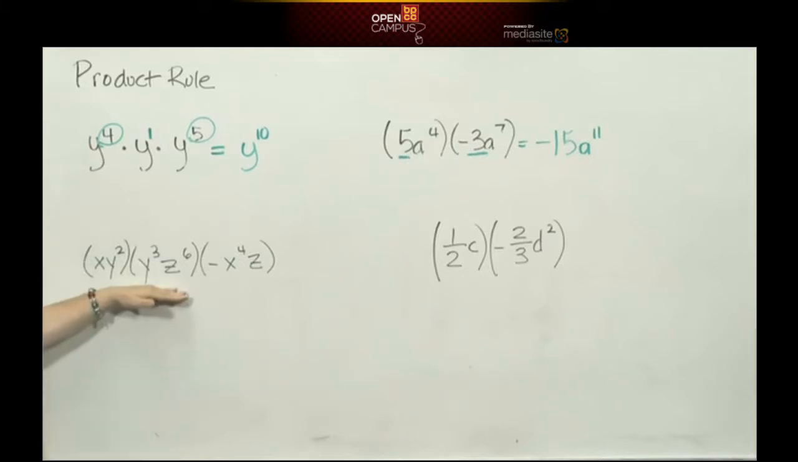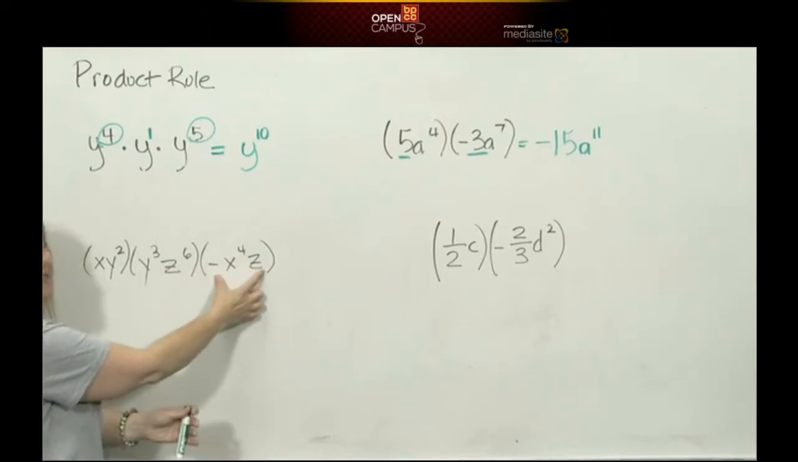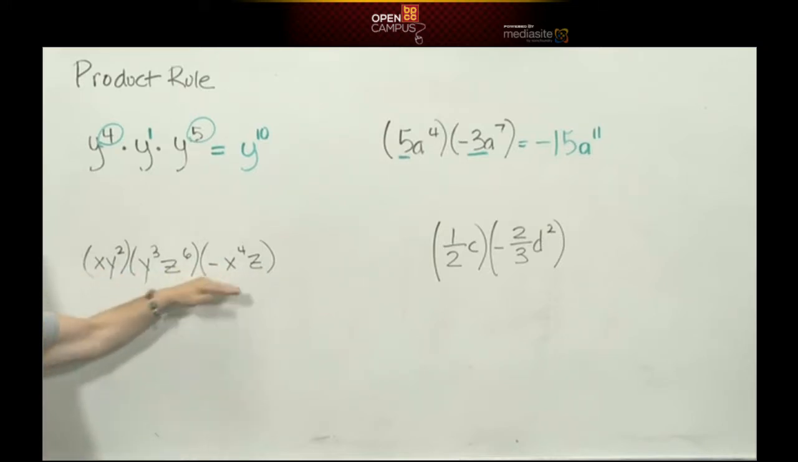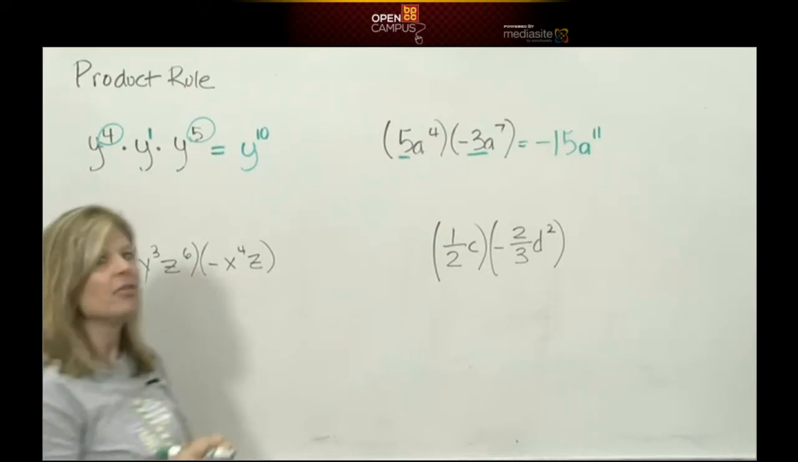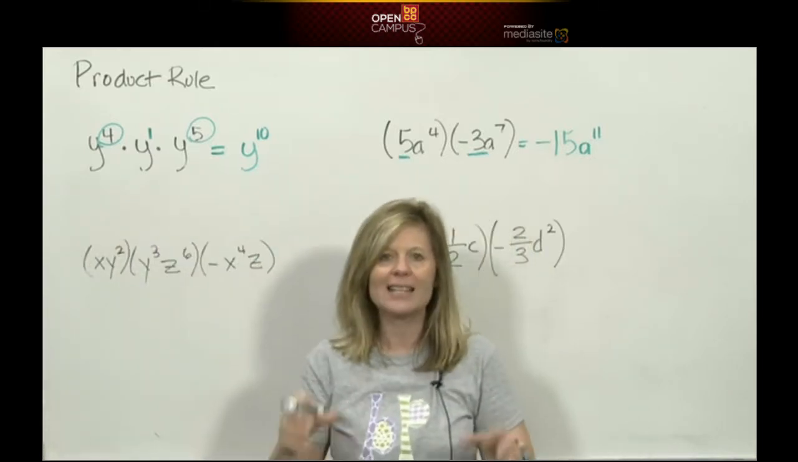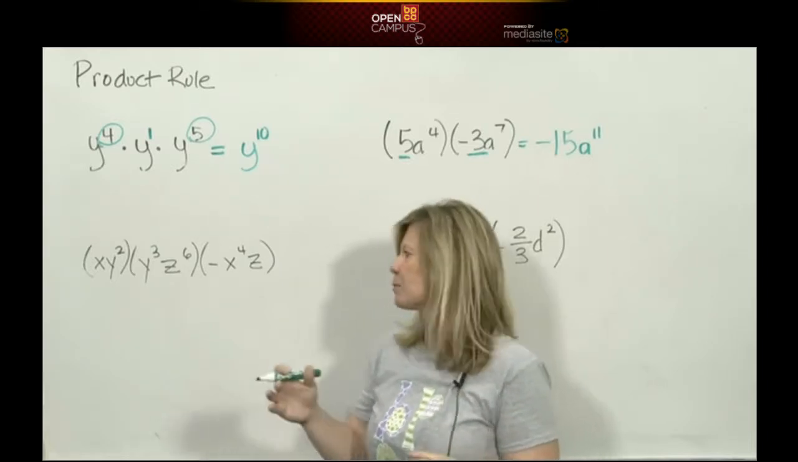Okay, over here I have 3 terms. xy squared, y cubed z to the 6th, negative x fourth z. These are all monomials because they're all connected by multiplication. I'm asking you to multiply them. They do not have to be alike to multiply. All you have to find is the letters the same base. And then we'll add our exponents.